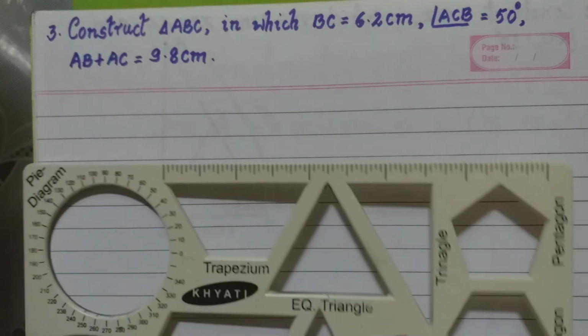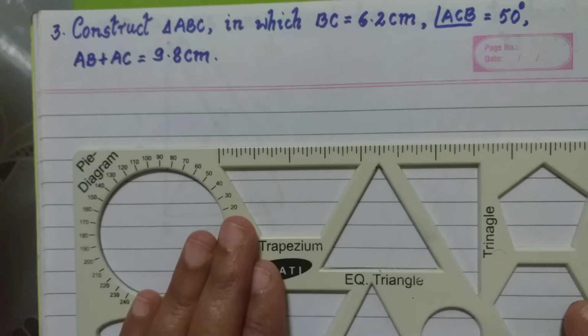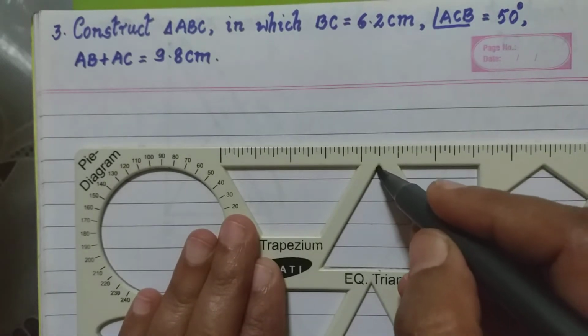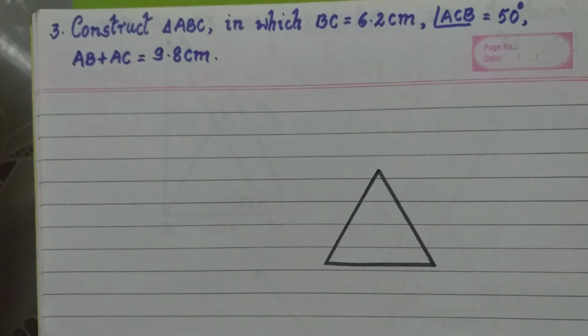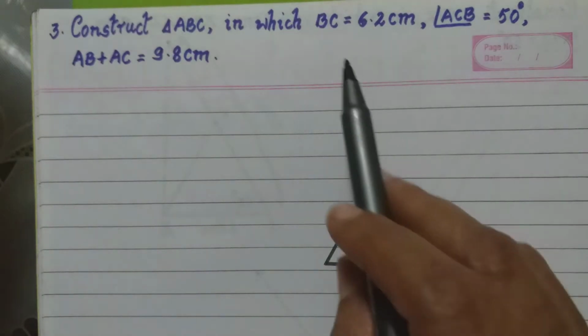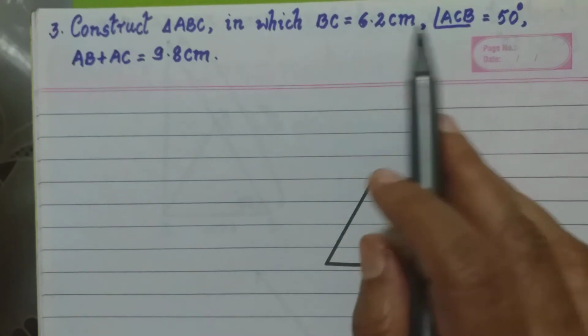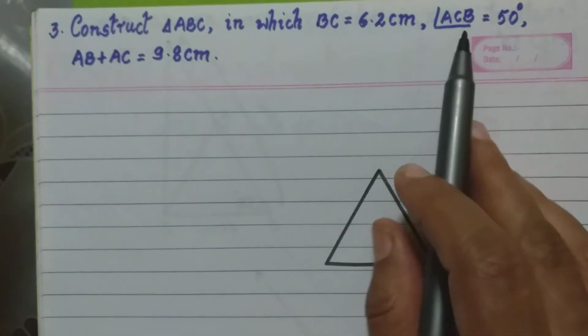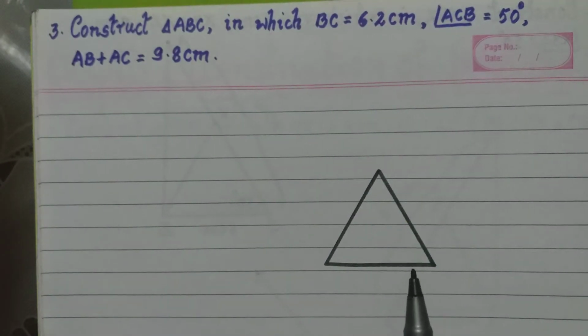First we need to draw the rough figure. So we draw the rough figure of a triangle. Okay, the triangle is drawn. Now let us see what will be the base. It is BC. BC is 6.2 centimeter. But now you notice that the angle which is given is angle C. So if I mark here BC, my angle C will be coming here. Okay, so I will want it here.